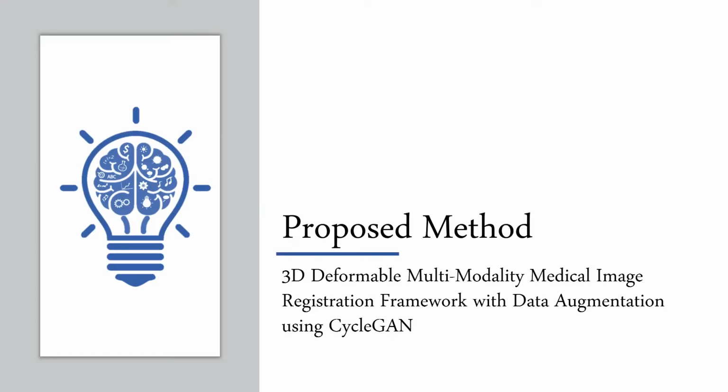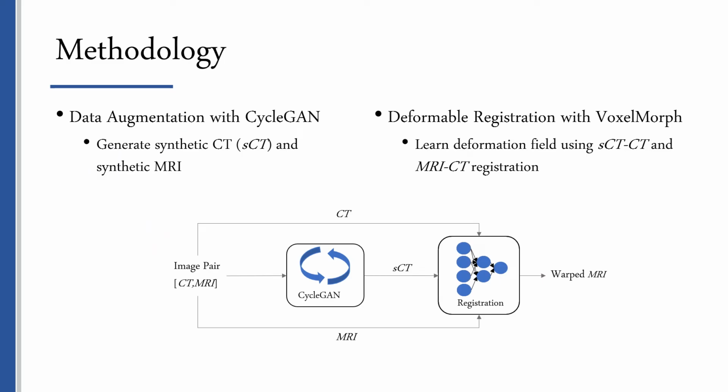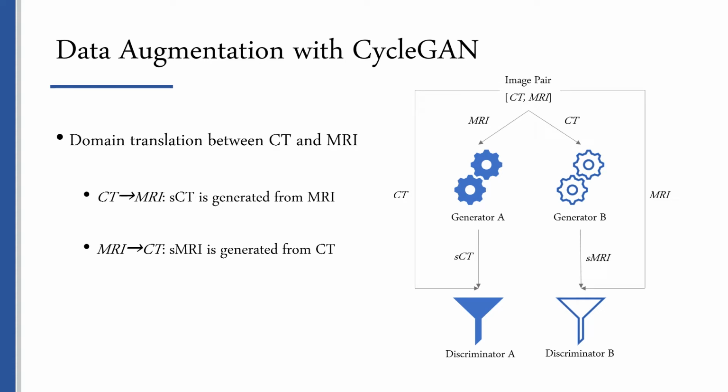To bridge these gaps in the current research, we propose a 3D deformable multimodality medical image registration framework with data augmentation using CycleGAN. Our method is unsupervised and includes two steps. The first is performing data augmentation using CycleGAN to generate synthetic images. The second step is to perform registration using the synthetic images to learn the deformation field. We use the CycleGAN to perform domain translation between the CT and MRI domains such that we can generate synthetic CT or SCT images from MRI images and synthetic MRI images from the CT images.